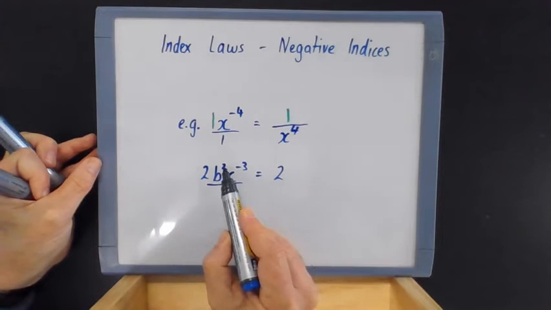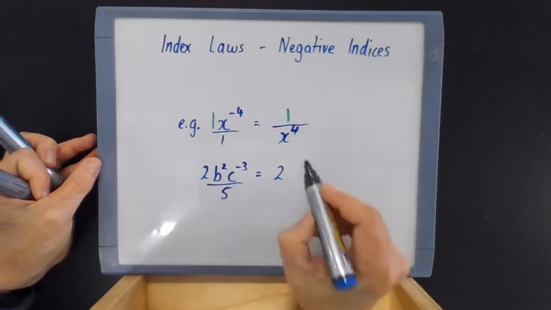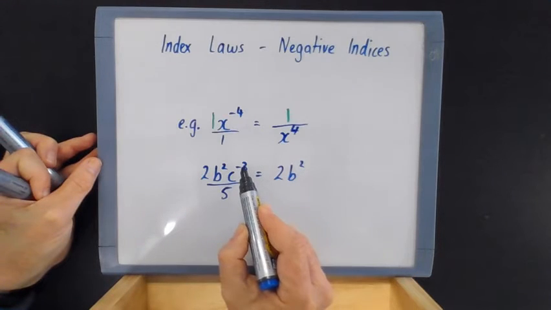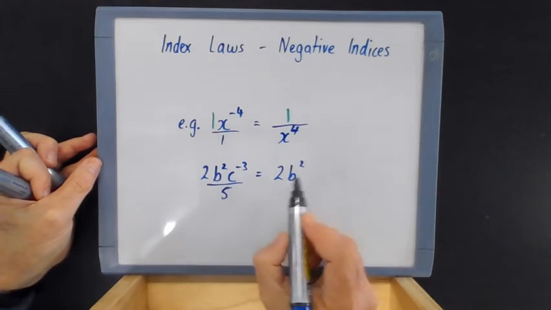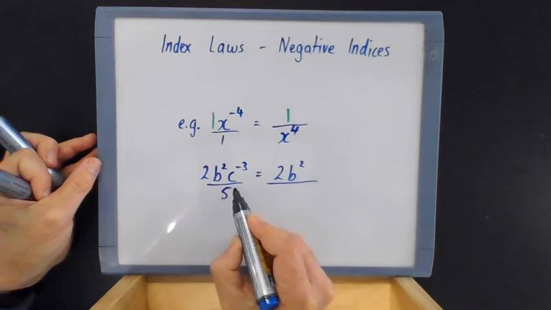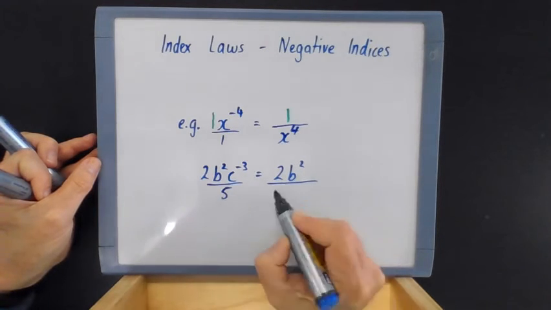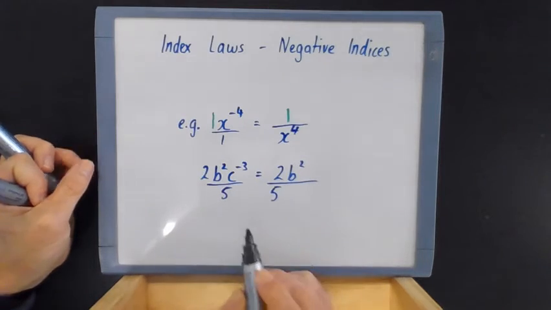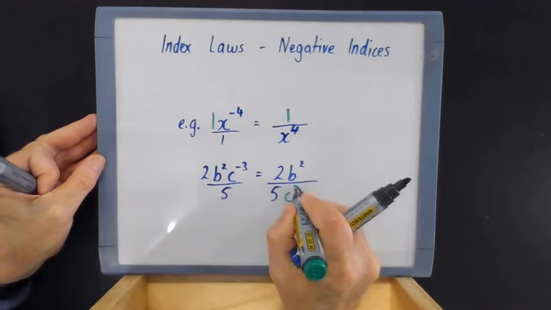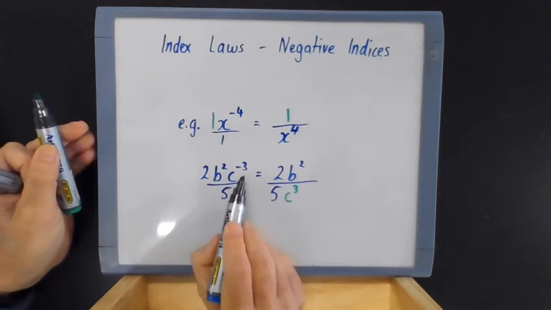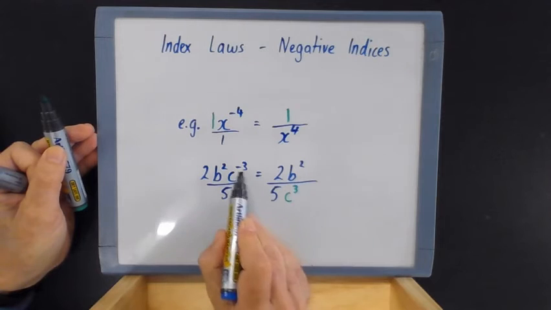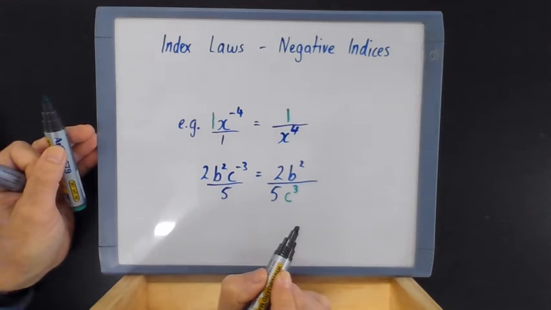We have a b squared. It's not a negative indice. It stays on top. We've got a c to the minus 3. It means we're going to have to move it onto the bottom. We have 5 on the bottom. It doesn't have a negative indice, so it stays where it is, and therefore on the bottom we end up with a c cubed. So moving the c to the minus 3 from the top to the bottom changes it from a negative indice to a positive indice.